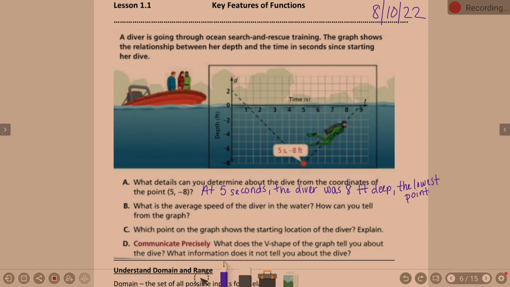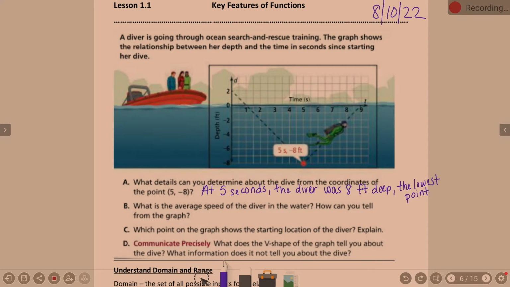But it tells us, you know. Okay, so write down, again, this is just kind of getting us into the train of thinking about features of graphs. I already threw in the word minimum, that is a minimum point there. Okay, so B, average speed. What is the average speed of the diver in the water? How can you tell from the graph?